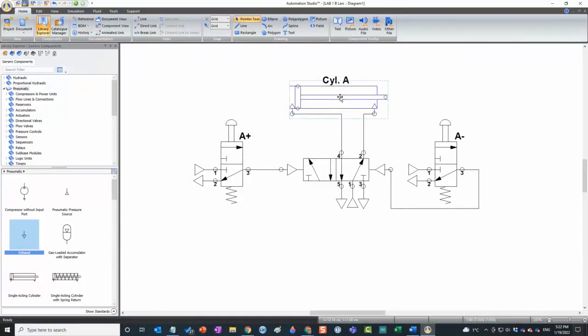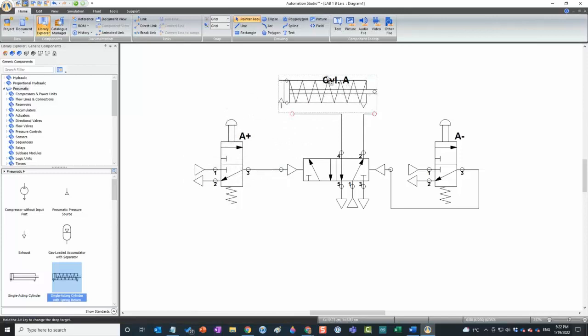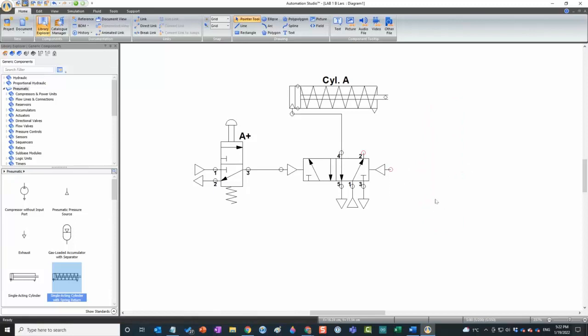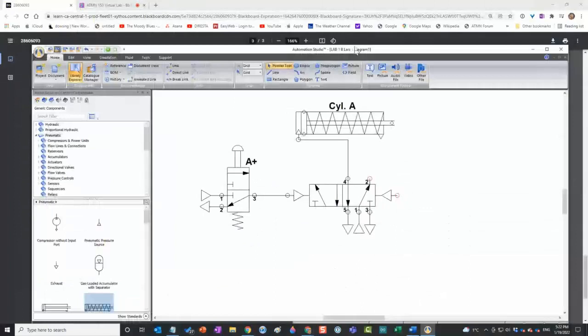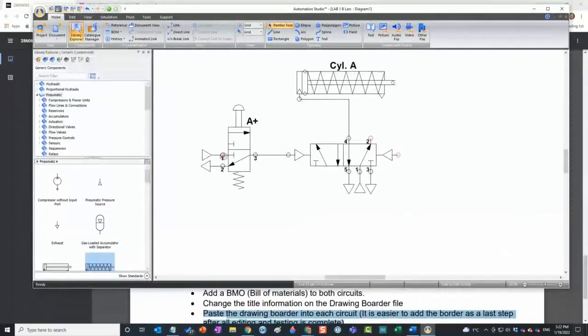I'm going to take this cylinder and delete it. I'm going to leave all of those lines exactly where they are. I'm going to take this cylinder and stick it right here. It's already connected. Now, this line, I don't need this line. It's gone. Now I'm going to get rid of this because I don't need it either, because as we can see, I have a different kind of DCV. Okay, so I need this.